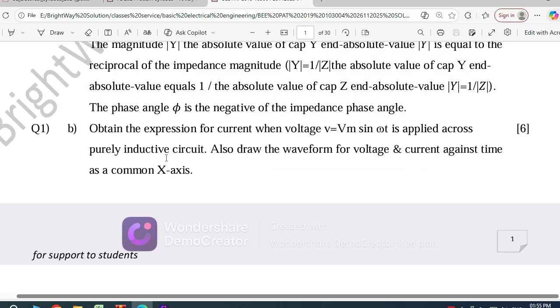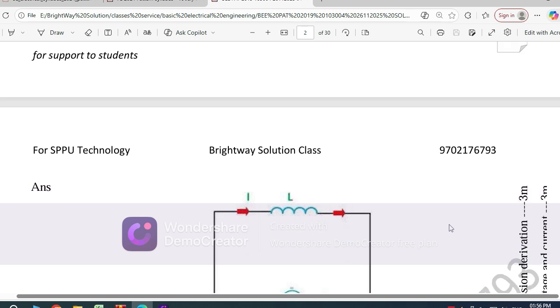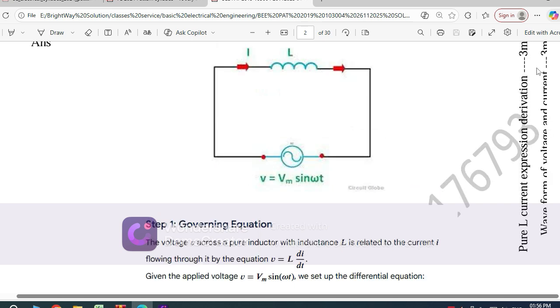Next, question number 1(b), which is for 6 marks. Obtain an expression for current when voltage v equals Vm sin omega t is applied across a purely inductive circuit. Also draw the waveforms for voltage and current against time on a common x-axis. So this is the circuit diagram, and this circuit diagram is very important. Here the circuit diagram is given.